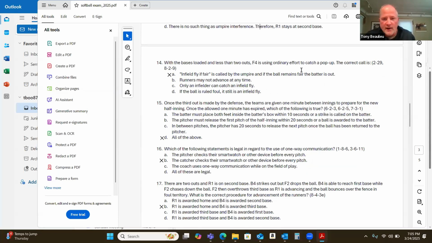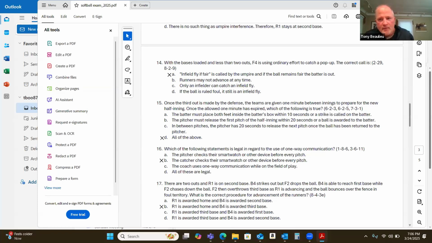All right. With the bases loaded and less than 2 outs, F4 is using ordinary effort to catch a pop-up. The correct call is, and the answer that you can see is, infield fly if fair. Obviously, you can't have an infield fly if it's a foul ball. It is called by the umpire and the ball remains fair, and if the ball remains fair, the batter is out. So less than 2 outs, that's pretty obvious. Does anybody have any questions about the infield fly rule?